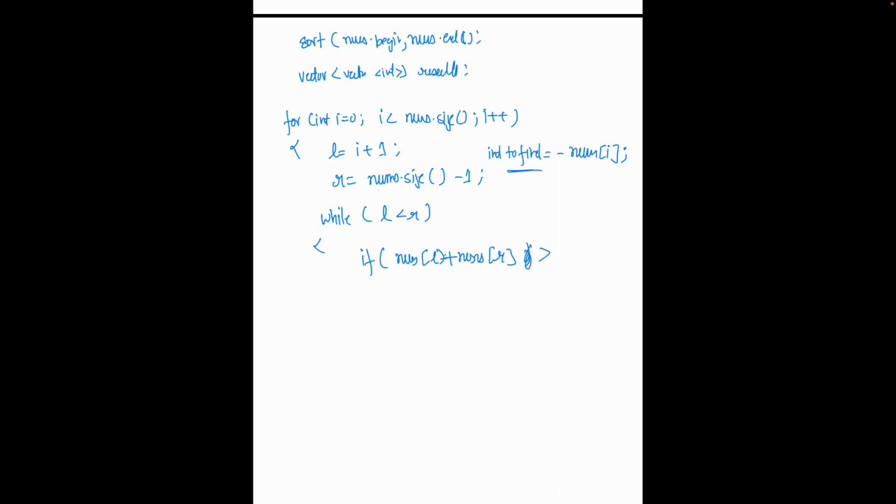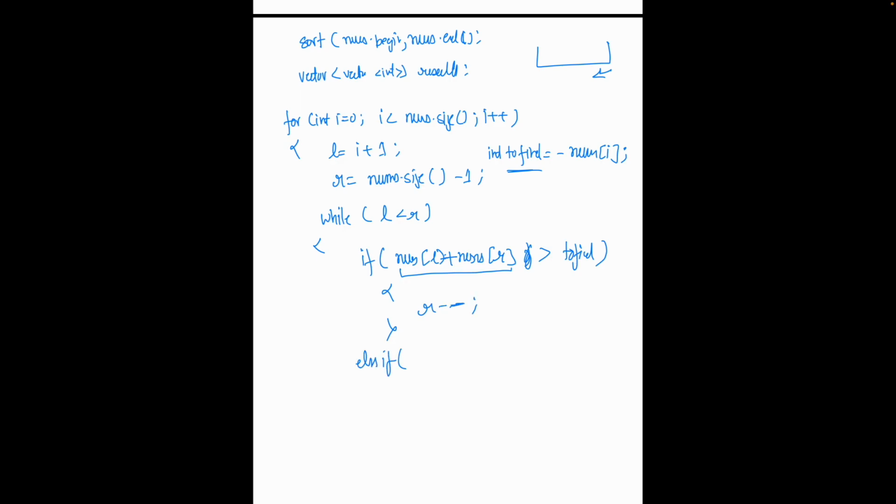If it's greater than to_find, that means the total combination is bigger than what we are looking for. So we need to decrease this part. Because the array is sorted, to decrease we need to move this pointer to the left. So we'll say R minus minus.